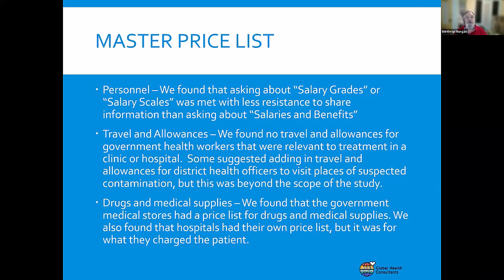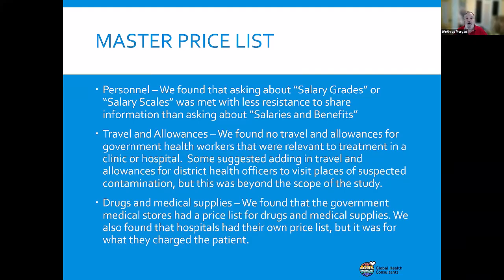Because of the nature of the costing that you're doing, not a lot of travel and allowances were used. So while that's in the tool, we found that we didn't use that much. The one that we did use a lot was the drugs and medical supplies. And we found that going to the government medical stores, either the central one or the regional or state or provincial one, they usually had an internal price list for the drugs and the medical supplies that they're using. We found that absolutely useful for us to get the unit prices.